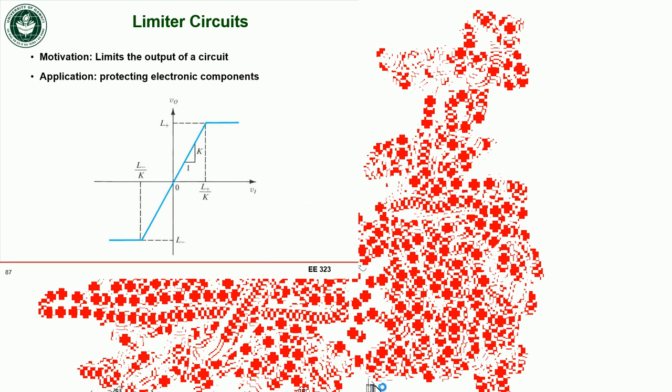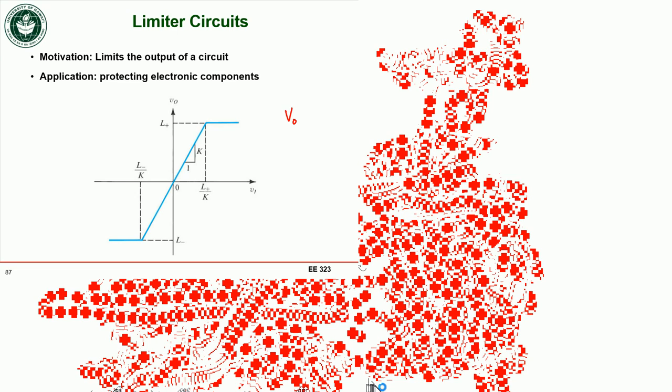But once your input voltage goes past the limit that you want to set, at that point the output voltage will just become constant and it won't become any higher. Or if you're on the negative side, if your voltage drops below a limit you want to set, then your output will just stop at that voltage and it won't become any lower. Okay, so that's what you want in a limiter.